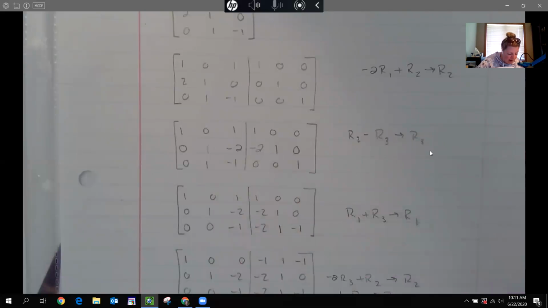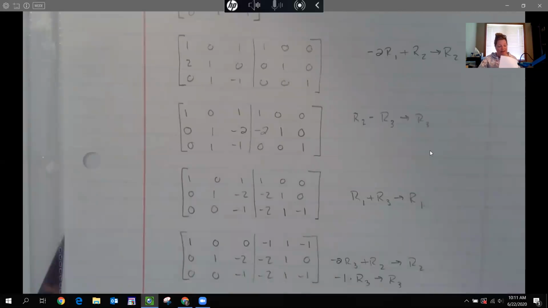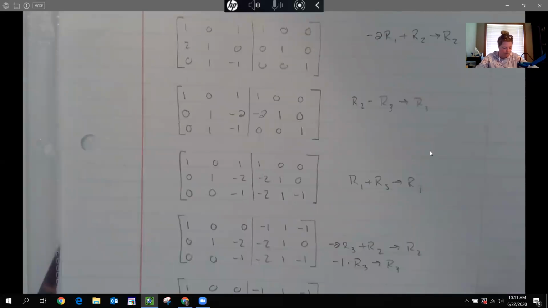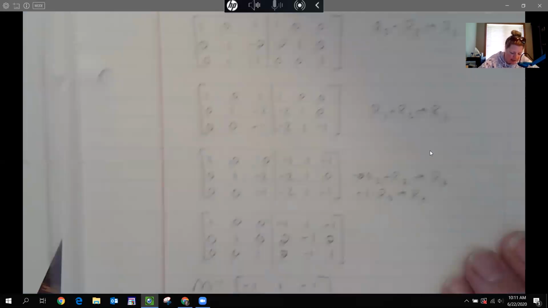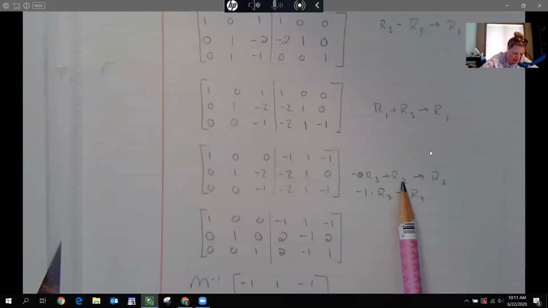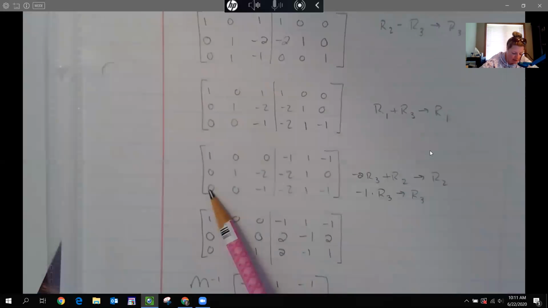Okay, now I just need to get this one. So I did negative 2 times this row plus this row. So we're going to take negative 2 times row 3 and then add it to row 2 and replace it on row 2. So negative 2 times row 3, negative 2 plus the 0, that's going to give me a 0. Negative 2 plus the 1 still gives me a 1 because 0 times negative 2 is 0. Negative 1 times negative 2 is going to be positive 2. 2 plus negative 2 is 0. And then you just keep going. You got that part. I'm not too worried.